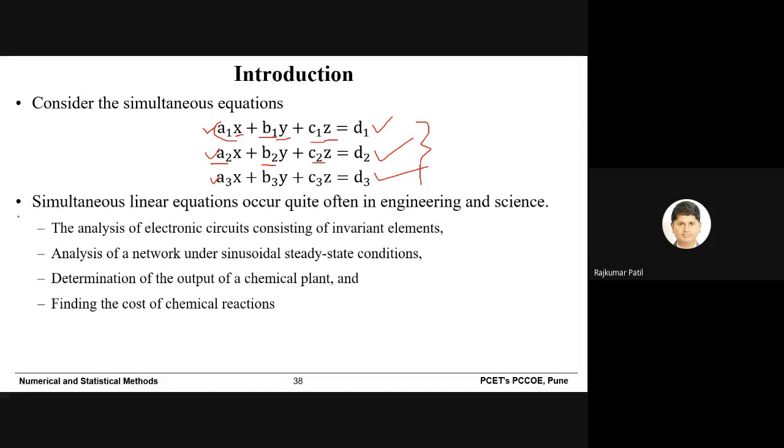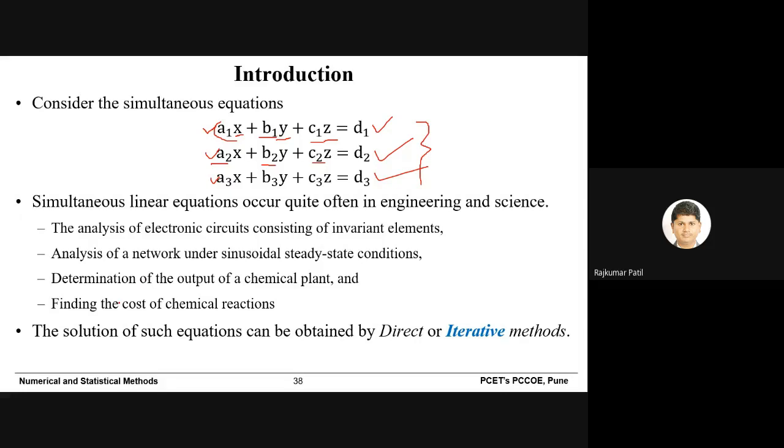These types of equations you need to solve in engineering and science, and there are so many problems. For example, analysis of an electronic circuit consisting of invariant elements, analysis of a network under sinusoidal steady state conditions, determination of the output of a chemical plant, finding the cost of a chemical reaction, and so many situations come in front of you, especially in upcoming semesters, where you need to solve this type of equations.